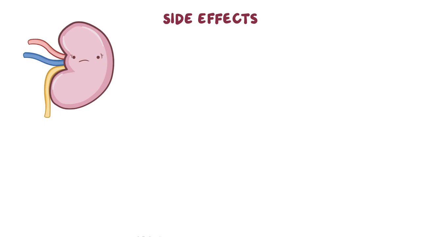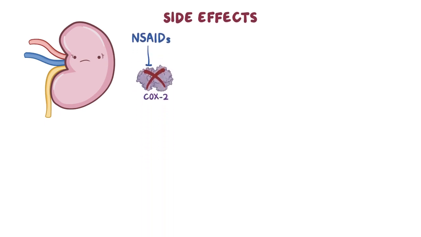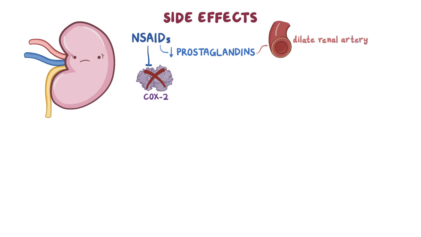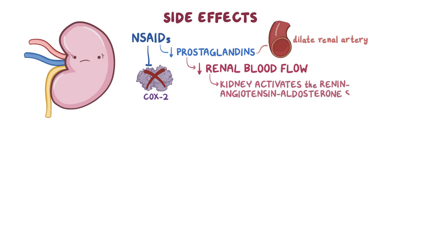In the kidneys, all NSAIDs inhibit COX-2, which decreases the level of prostaglandins that dilate the renal artery, causing a reduction in renal blood flow. This reduced blood flow tricks the kidney into thinking that the blood pressure is low, so in order to increase it, they activate the renin-angiotensin-aldosterone system, which can lead to hypertension.